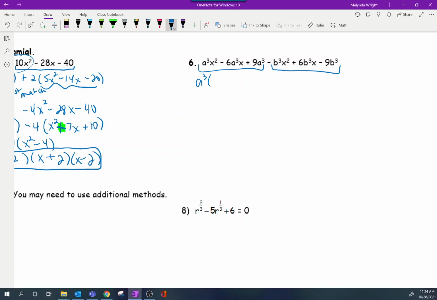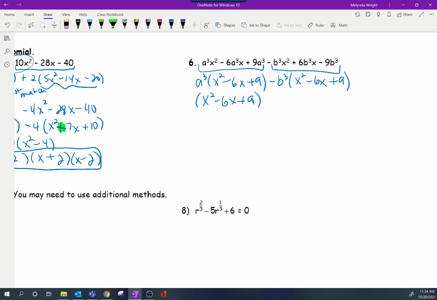Oops. Come on, you can erase. I know you can. Plus 6x plus 9. Ooh, the bubbles match. We're in luck. So let's write the bubble out. X squared minus 6x plus 9. And then all the leftovers go in the second bubble. So a cubed minus b cubed.